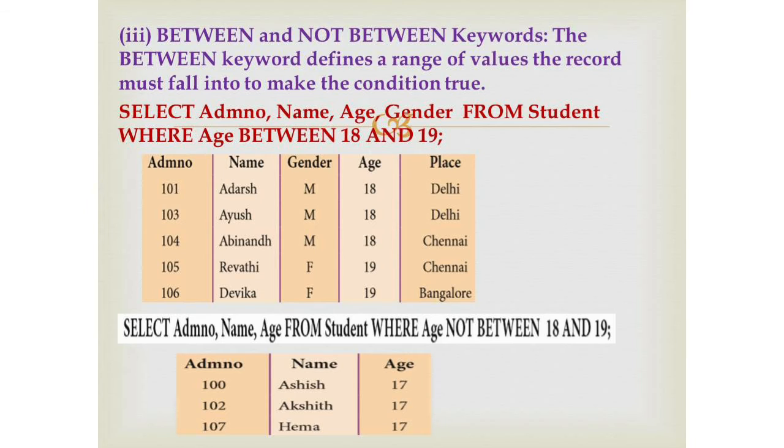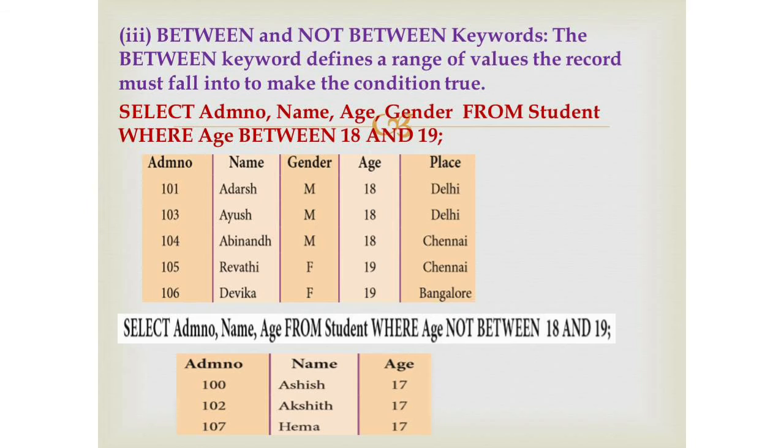Not between keyword is just opposite to the between keyword. Here in not between keyword, the records not satisfying the condition will be displayed. That is, the records which are not between the given values will be displayed. For example, select admission number, name, age, only 3 columns selected here, from student where age not between 18 and 19. So the age should not be between 18 and 19. It may be less than 18 or greater than 19. So those records will be displayed.